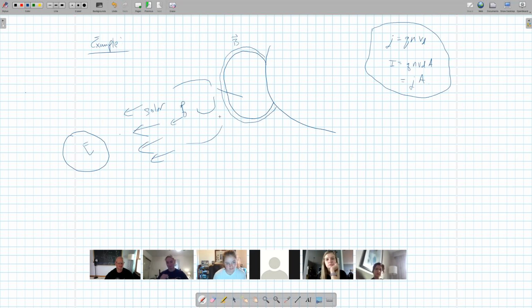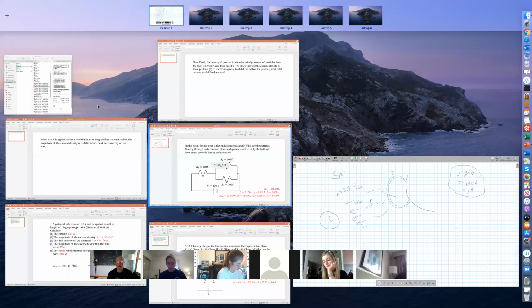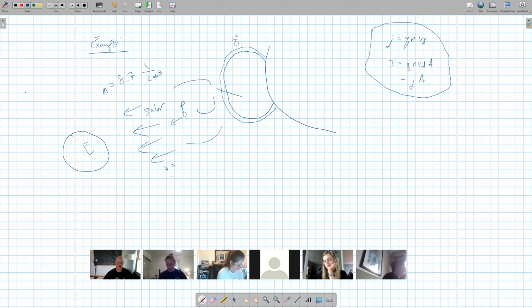Okay. So what we're told here is that this has a number density of 8.7 per centimeter cubed. So this is our number density. We're also told that this has a velocity of 470 kilometers per second. So the first thing it wants to know, for part A, is what is the current density?